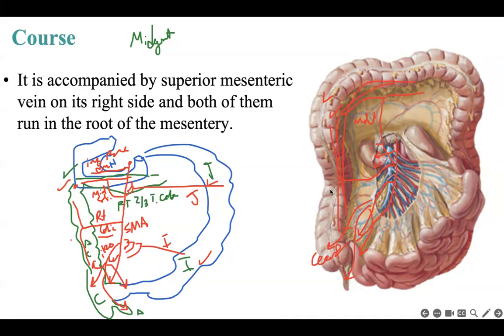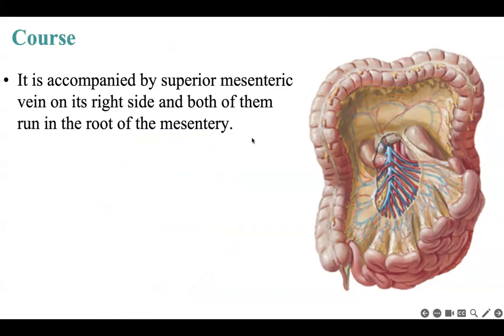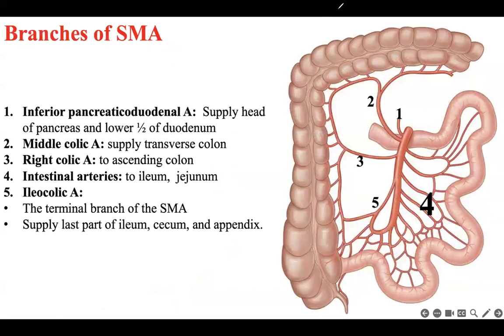So what are the branches of the SMA? Inferior pancreaticoduodenal, jejunal branches, ileal branches, to the colon the right colic, to the transverse colon the middle colic, and to the cecum, appendix and ileum the ileocecal or ileocolic. These are the branches of the SMA. Inferior pancreaticoduodenal is number one. Number two, jejunal and ileal branches.